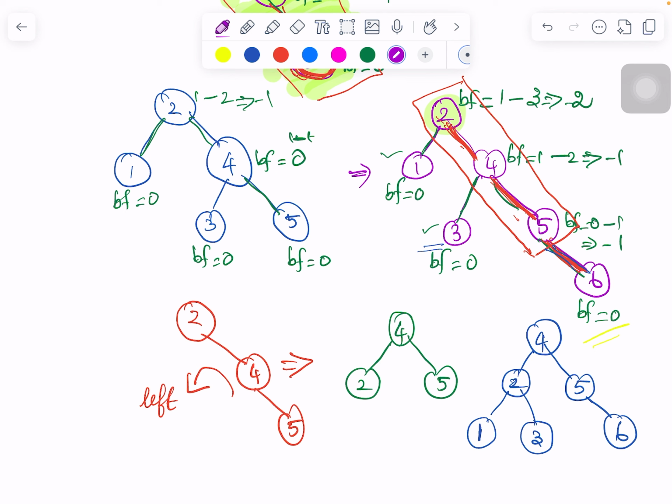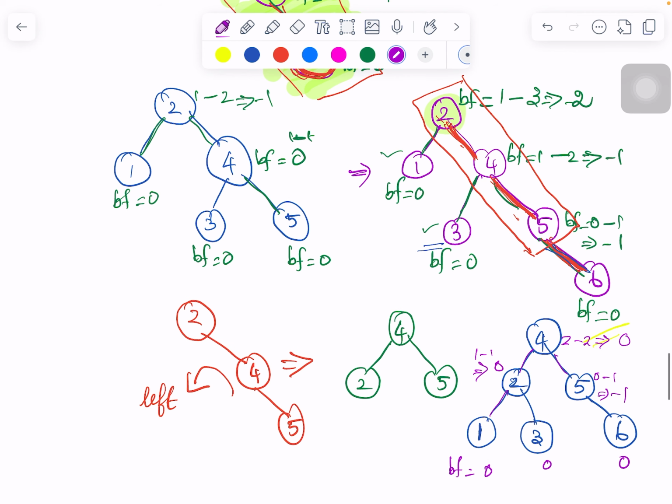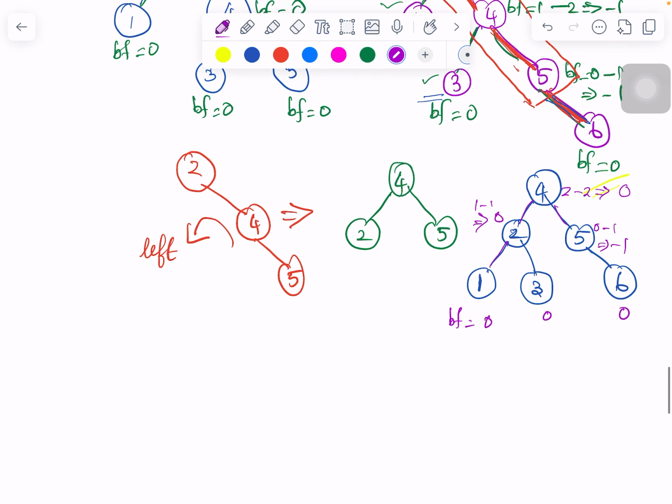Now let us find out the balancing factor. For node 1 it is 0. Balancing factor for node 3 is 0. Node 6 is 0. For node 5 it is 0 minus 1, it's minus 1. For node 2 it is 0, the height of left minus height of right. So 1 minus 1, it is 0. And for node 4, the height of left is 2 minus the height of right is 2. So it is 0. Fine. So now in all the nodes the tree is balanced.